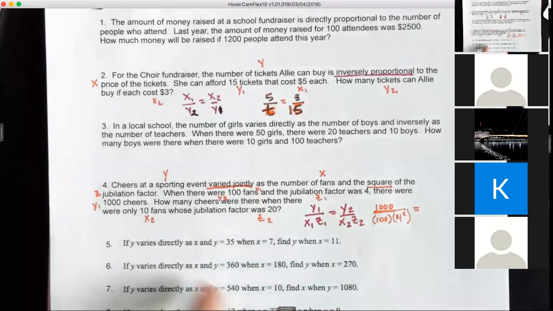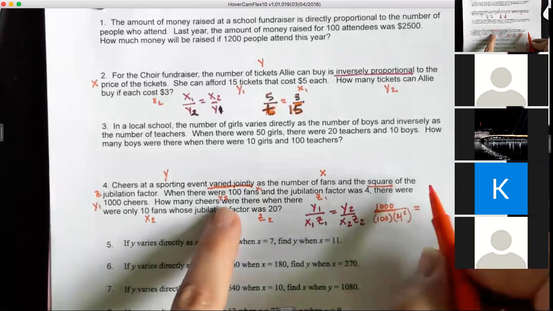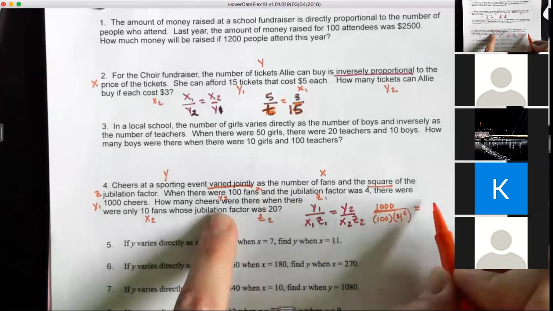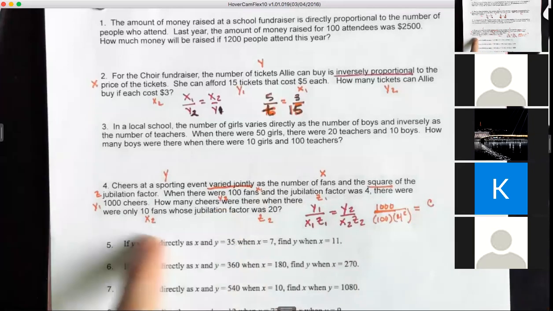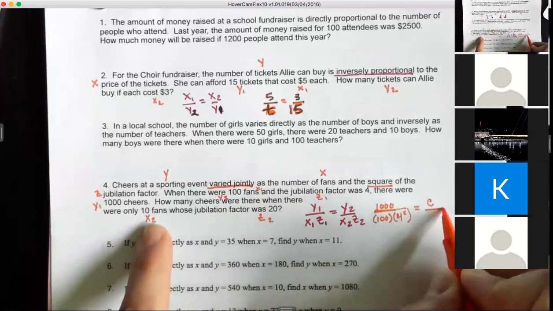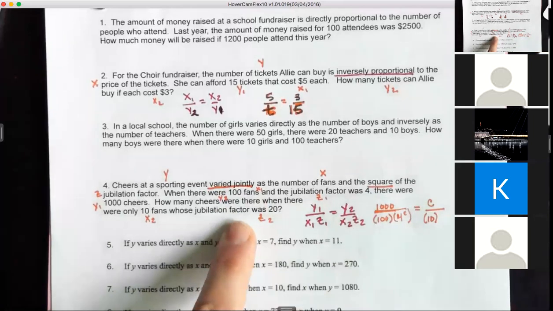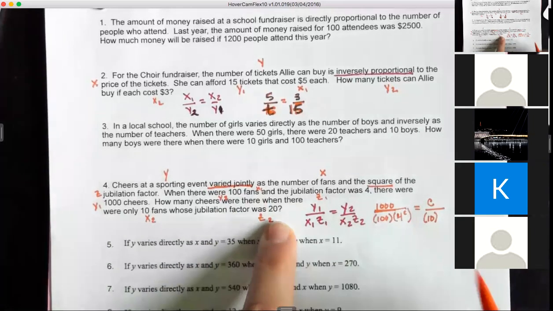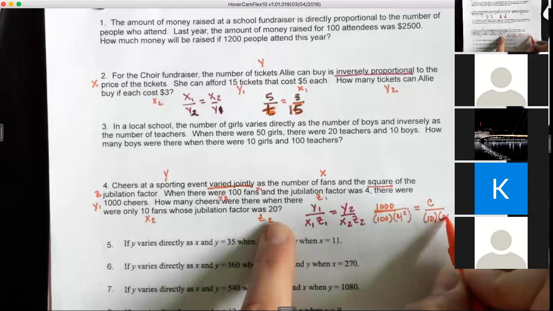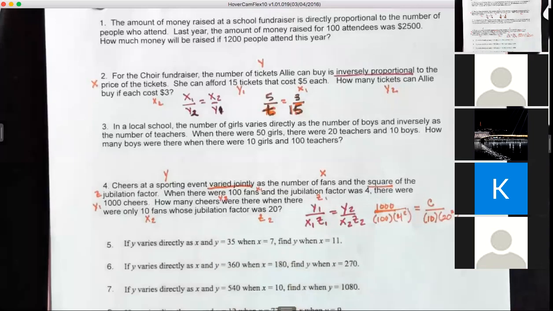And then our y2, we don't know, so that's how many cheers if there were only 10 fans and the jubilation factor was 20. You'd square that one too, right? You absolutely would. Awesome.